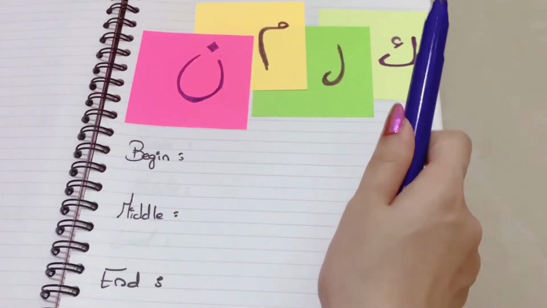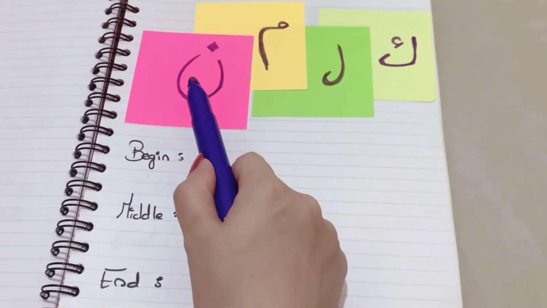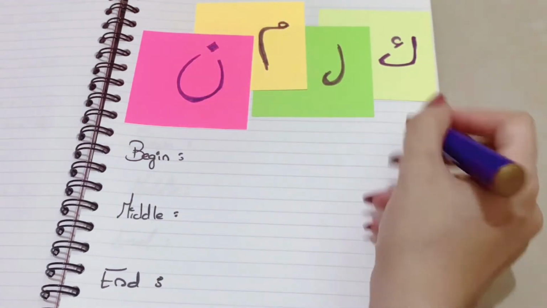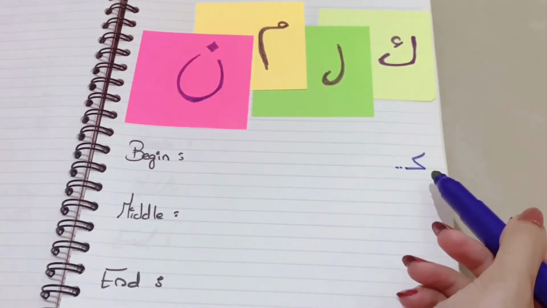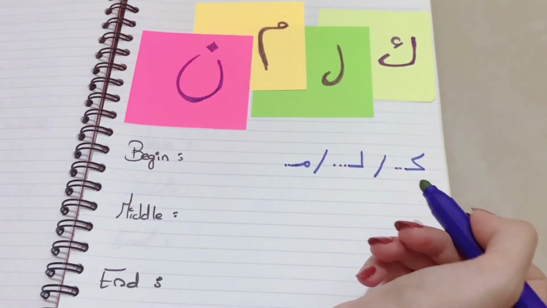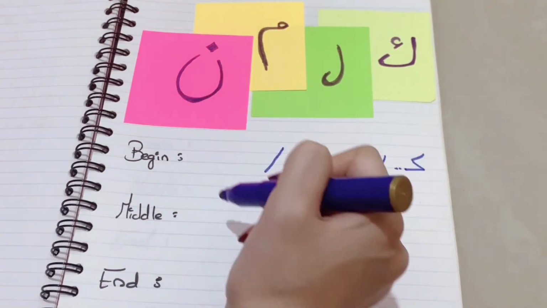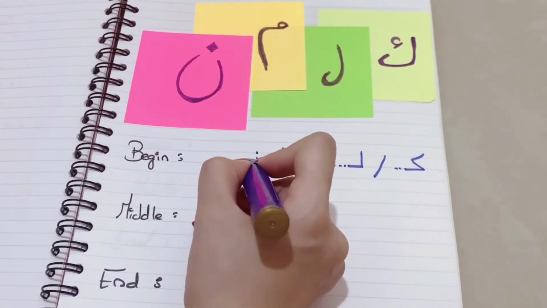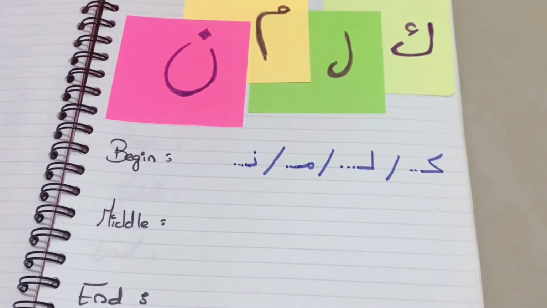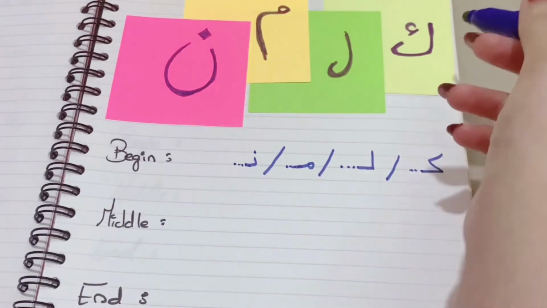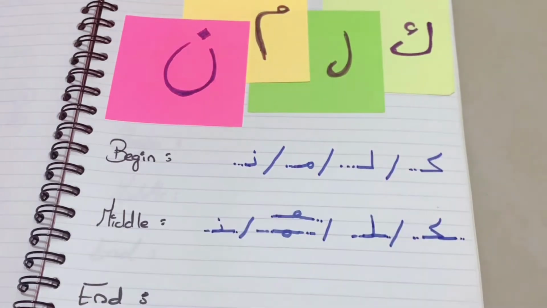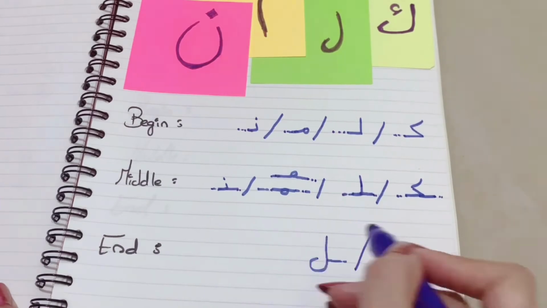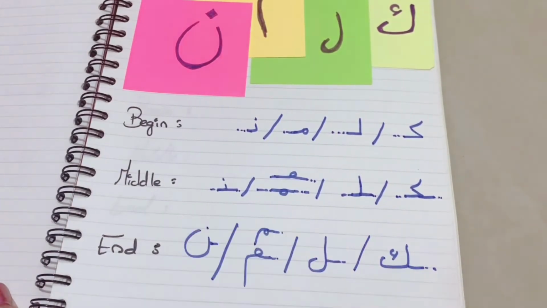Moving on to Kaf, Lam, Meem, and Noon. Kaf wouldn't look the same, you just write it like this. Lam, Meem: Meem you could write in 2 ways. It could be the circle up or down. Noon is just like Ba, Ta, Tha, but with 1 dot above. In the middle of the word, Kaf will look like this. Lam, Meem, and Noon. For the end of the word, they look the same as their isolated form.